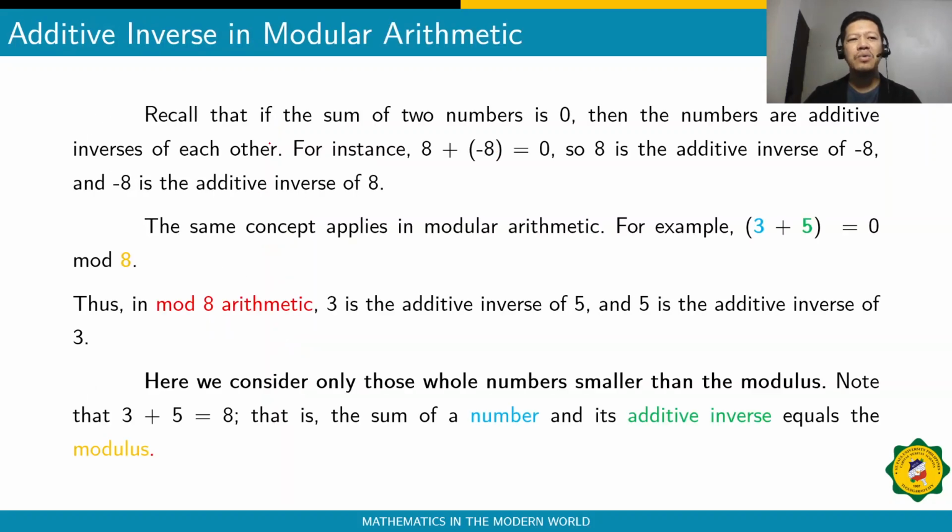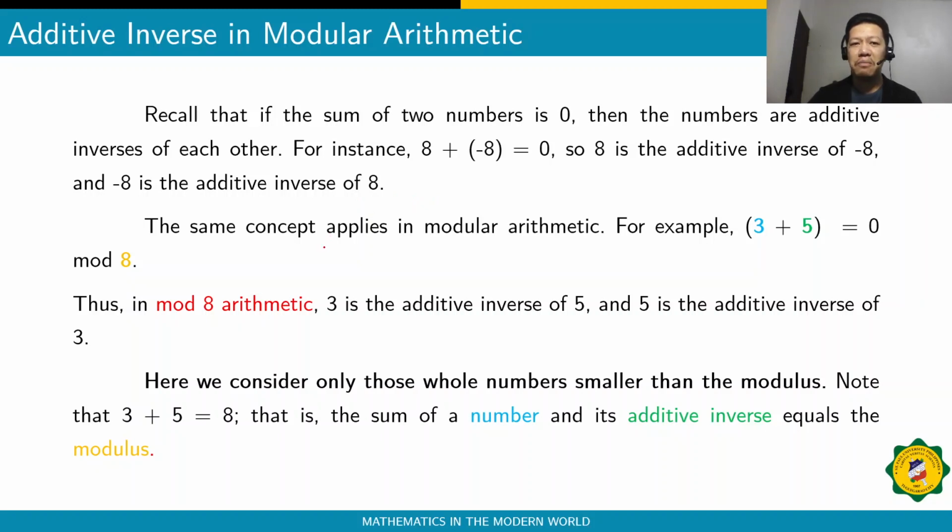Okay, so now we proceed to what we call additive inverse. So what is an additive inverse? We go to the simple arithmetic, not modular. In simple arithmetic, let's recall that if the sum of two numbers is 0, then the numbers are additive inverses of each other. For instance, 8 plus negative 8 equals 0. Therefore, we can say that 8 is an additive inverse of negative 8, or negative 8 is the additive inverse of 8. That is in the simple addition.